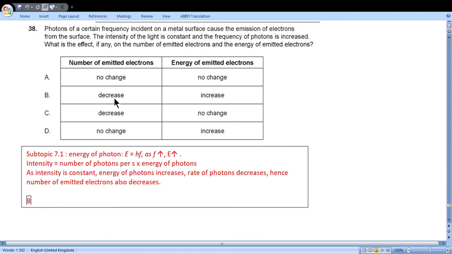Number of emitted electrons decreases, energy of emitted electrons increases. So as energy of photon increases, energy of emitted electrons, which is the energy of the photon minus the work function, increases. So answer B.